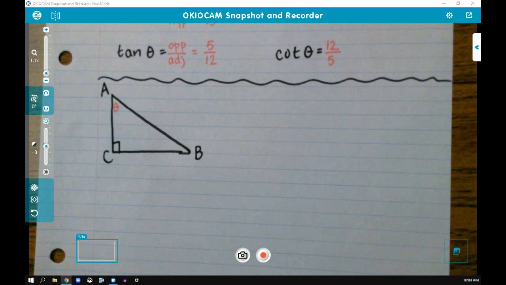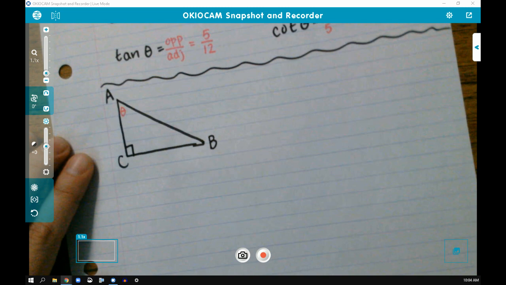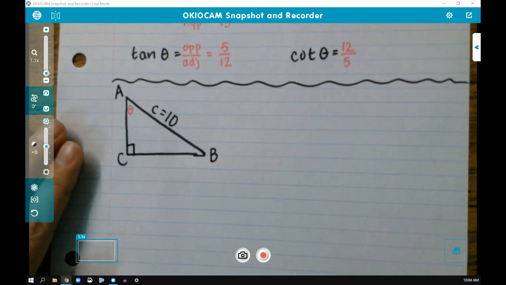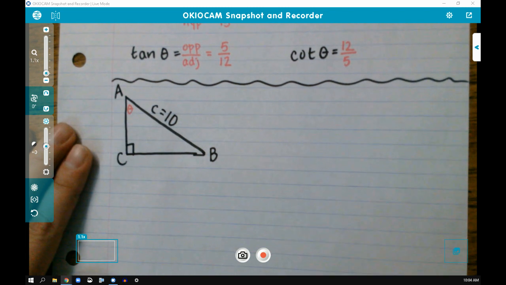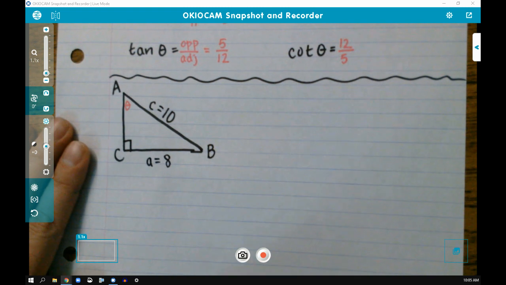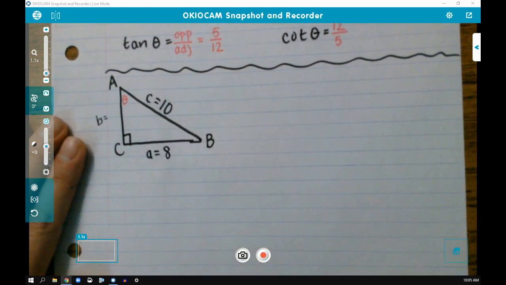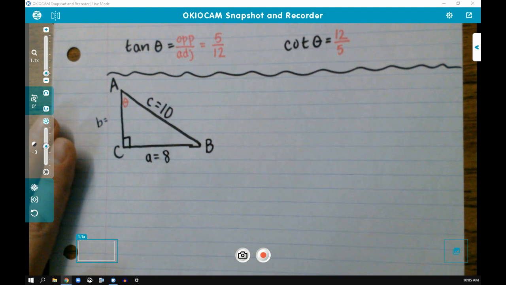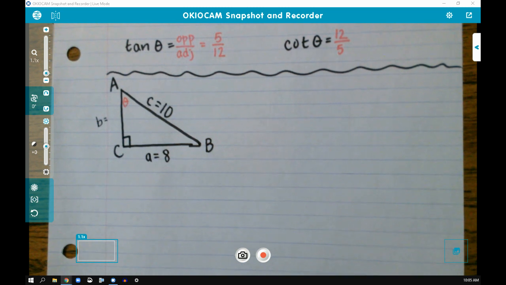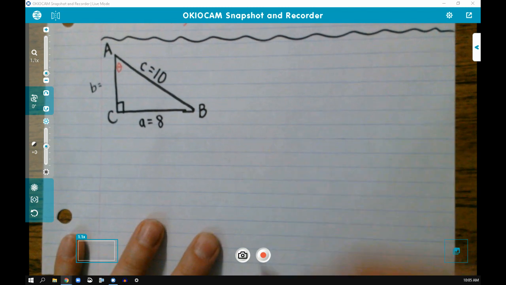What we know about this triangle is that our hypotenuse, our C, has a length of 10. And we know that our opposite side, our A, has a length of 8. So we need to figure out our adjacent before we can find our trig functions. So this time, when we do Pythagorean Theorem, for a squared plus b squared equals c squared, we know a and c. We have to solve for b.